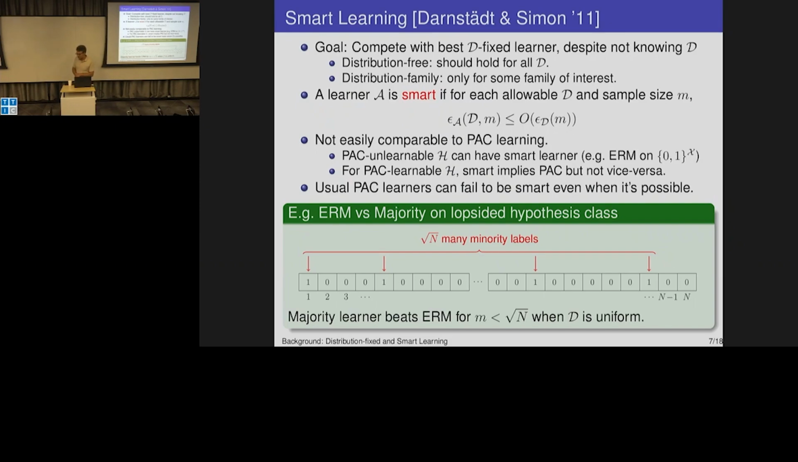Is it totally obvious, maybe I missed it, that the majority learner in this case performs badly for non-uniform distributions? It's not obvious. The only thing that's obvious here is that the majority learner does much better than ERM on the uniform distribution. It's not obvious that it does better on the other ones, but there's a non-trivial thing you have to do. I'm actually not going to talk about that, but the main point of this is just that ERM is not smart. That's all.